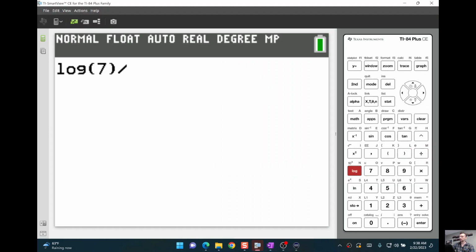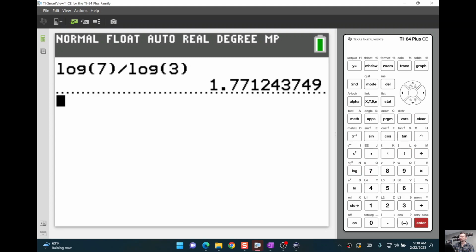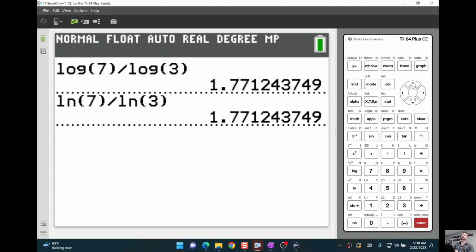So I will type in both to show you it doesn't matter which one it is, but you do need to know both because sometimes we make it multiple choice. So if you just always do it one way, you're not going to know. But it was about 1.771.